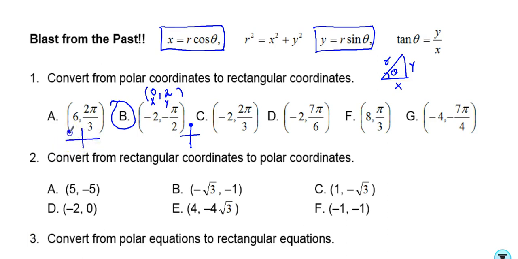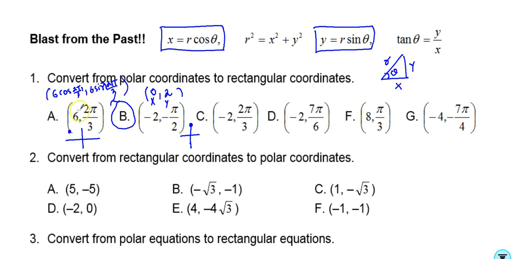2 pi over 3 is here, the radius is 6. So what will be your x and y? x is 6 cosine 2 pi over 3 and y will be 6 sine 2 pi over 3.